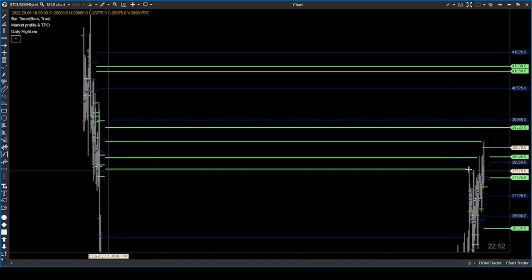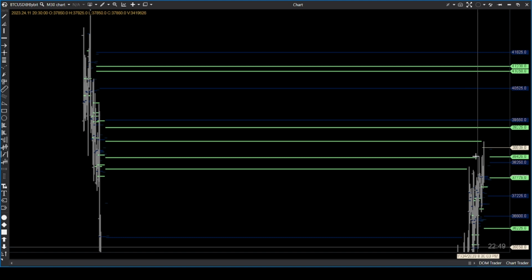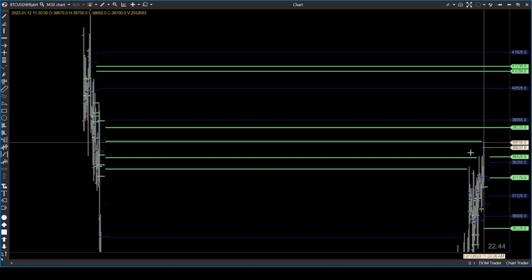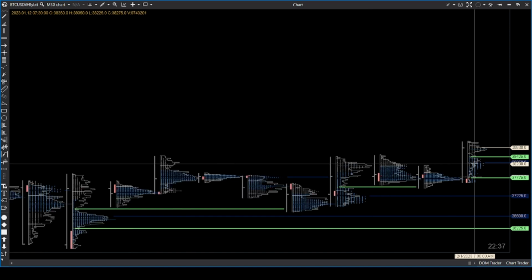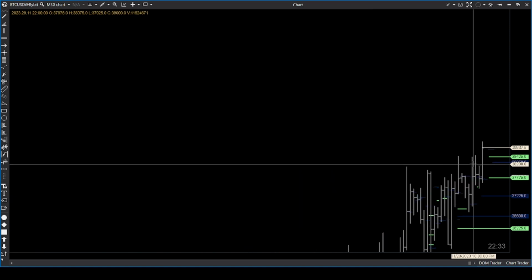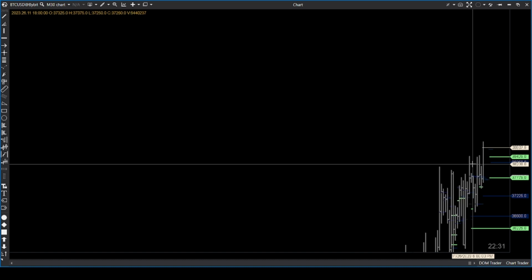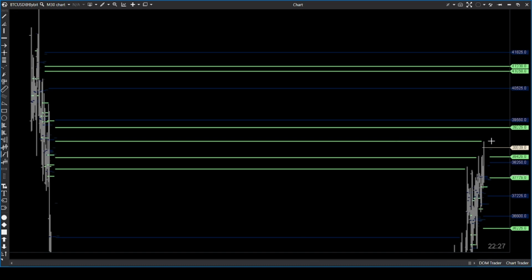Like the first single print gets filled and gets a reaction. The second single print gets filled and gets a reaction. Now we just filled the third single print. So to me, they are valid day trading setups or scalp setups. You could get stopped out and it could happen, but to me it's a valid setup. So that's why I've taken a short from the single prints.